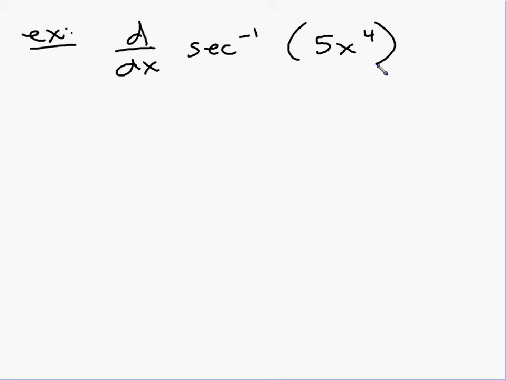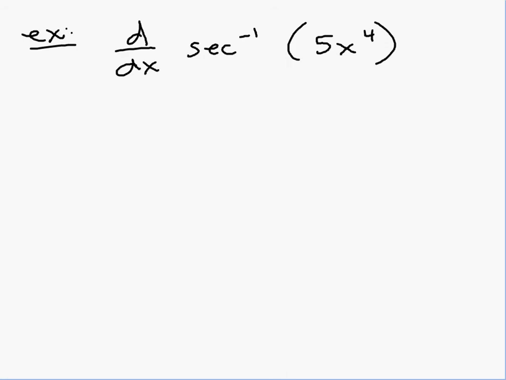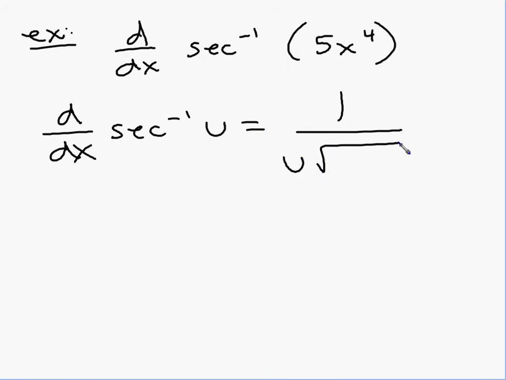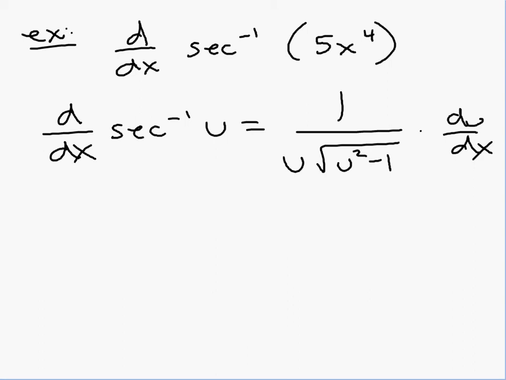Let me do one more example. Let's say I want to find the derivative of the inverse secant of 5x to the 4th. That formula is on our derivative table, so let me pause and get to that for a second. Here's the formula for the derivative. We'll add it to our notes while we're here. The derivative of the inverse secant of u is 1 over u times the square root of u squared minus 1 times du dx.